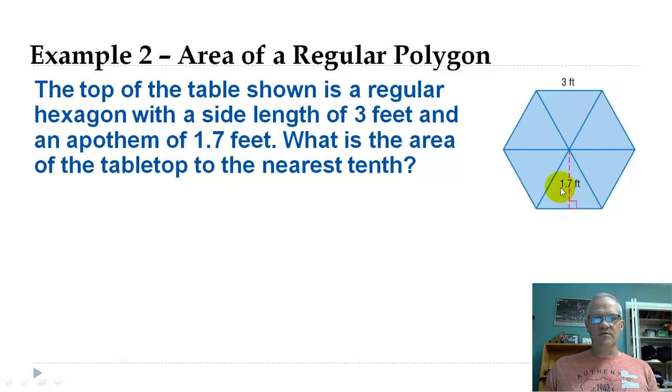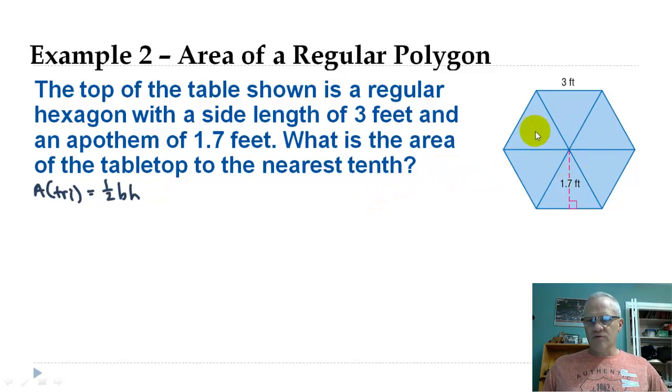So if I can find the area of one triangle, I can just multiply, in this case, times 6, since there are 6 sections there. All right, so how would I find the area of a triangle again? So remember, the area of a triangle is just 1/2 base times height.